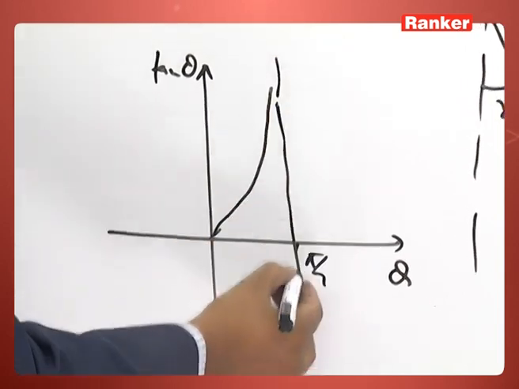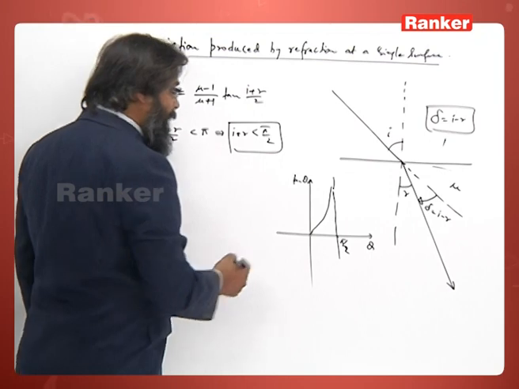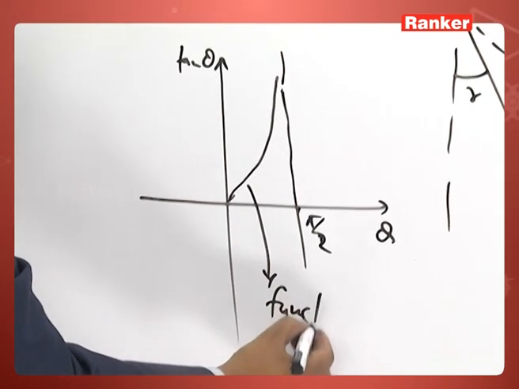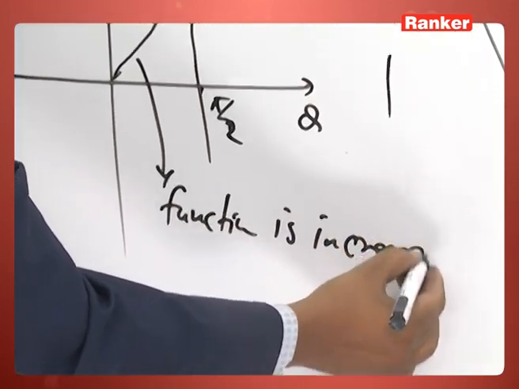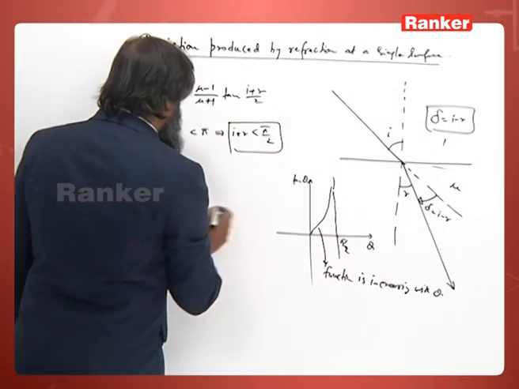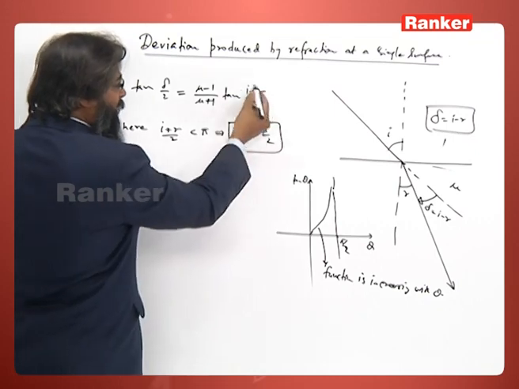That means, here pi by 2, tan pi by 2 becomes infinity. That means the function is increasing. The function tan theta is increasing with theta. Now, here I plus r is, suppose, theta, this angle.